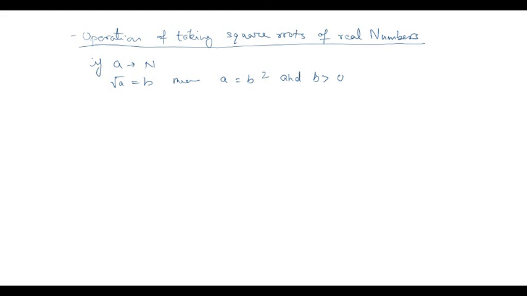The same definition can be extended for positive real numbers. Let a greater than 0 be a real number, then square root of a is equal to b, means a is equal to b square and b is always greater than 0. Similarly, we can calculate the nth root of a real number.